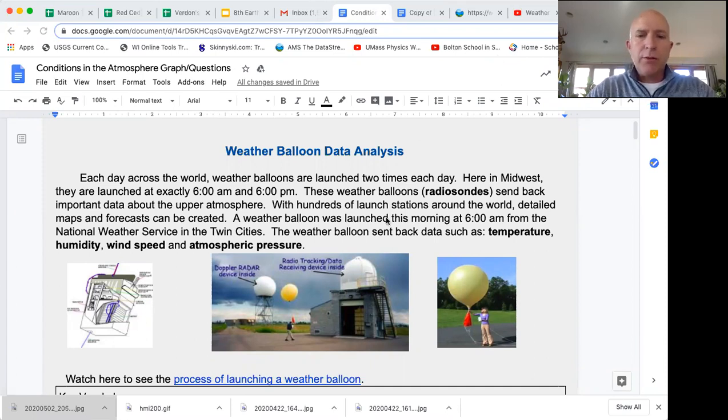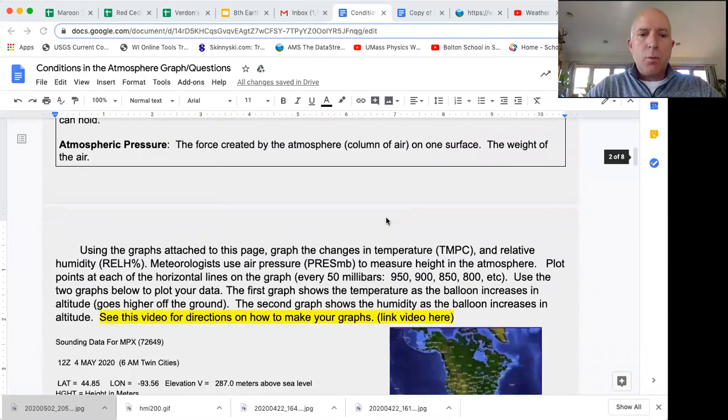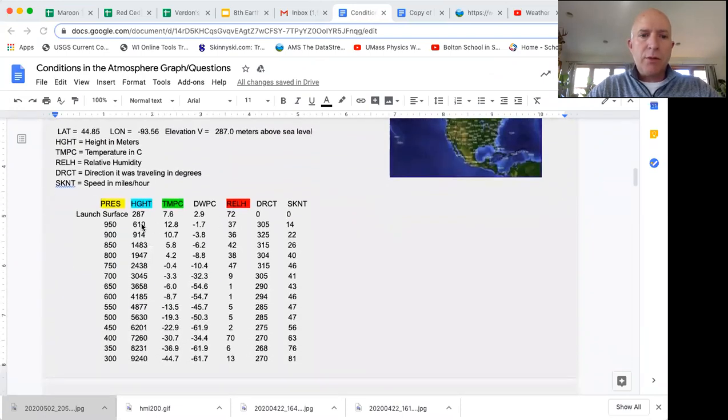Every day, twice a day, weather balloons are launched from Minneapolis and places all around the United States and the world. Here is the most recent launch data.